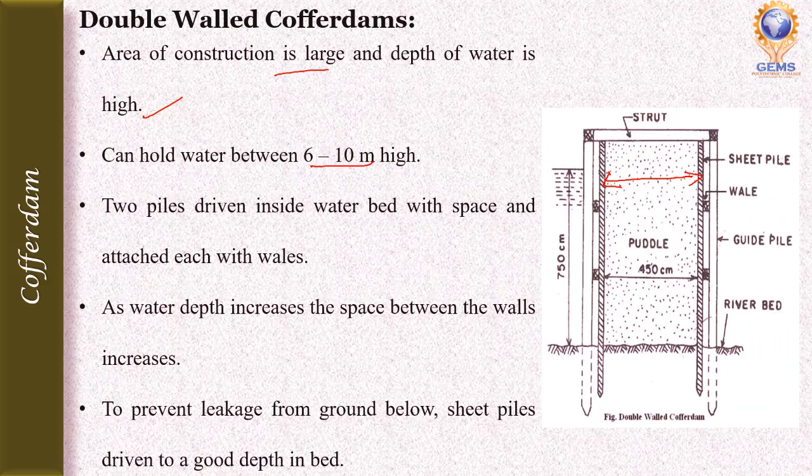The space between the walls is filled with soil, and to prevent the leakage from the ground below. So from here, if we want to prevent the leakage, we have to provide a sheet pile driven to a good depth in the bed. So this is the double walled cofferdam.